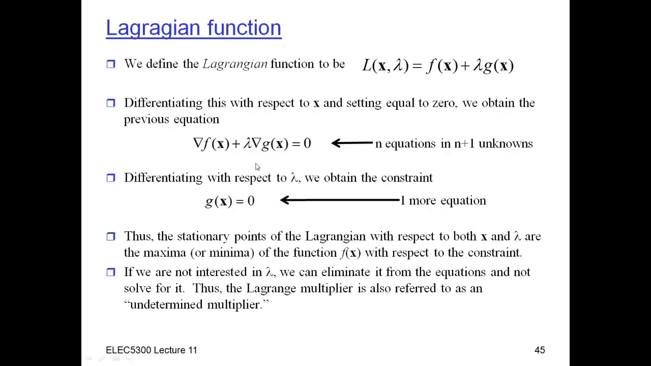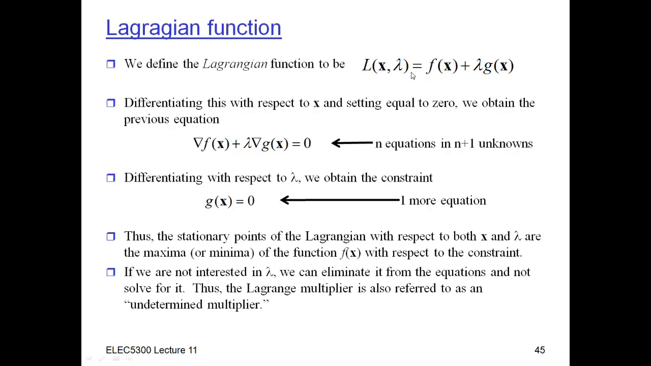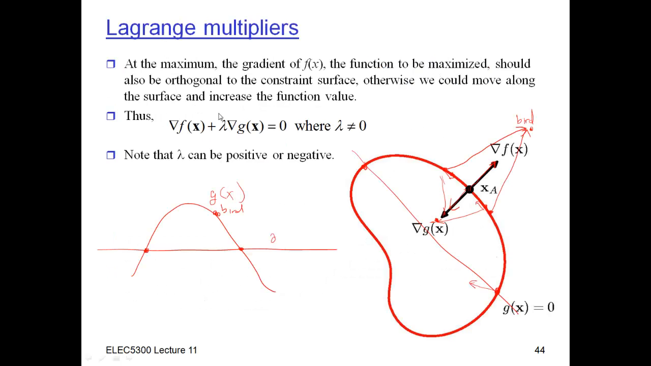So using that fact, we can actually set up the Lagrange multipliers right away. I'm going to define the Lagrangian function to be f of x plus lambda g of x. And what's so great about this function? Well, remember we have this thing here, gradient of f plus lambda gradient of g.